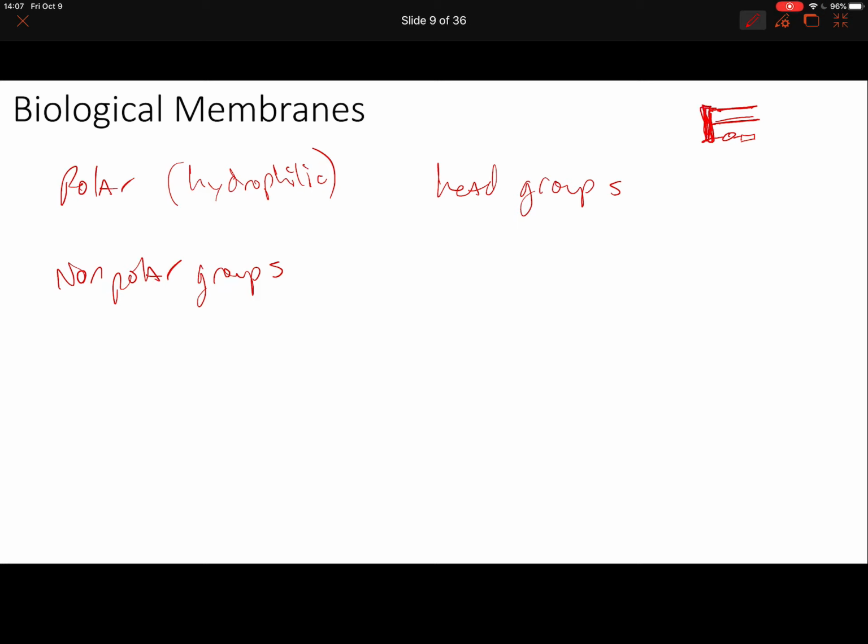So glycerol, fatty acid, phosphate, alcohol. So we're going to sort of picture this as a polar head group, okay, and a non-polar tail group.